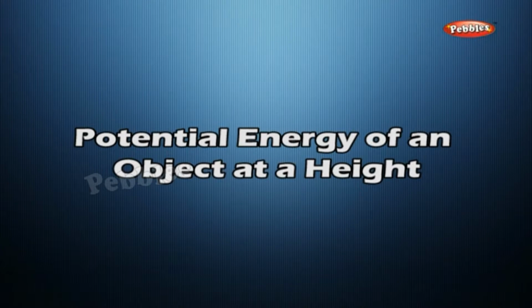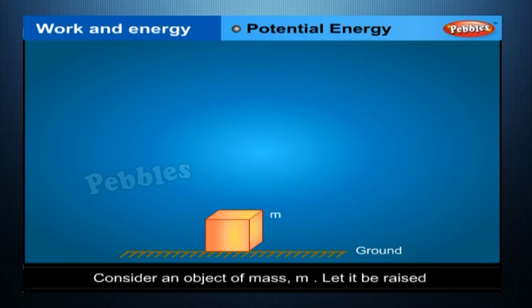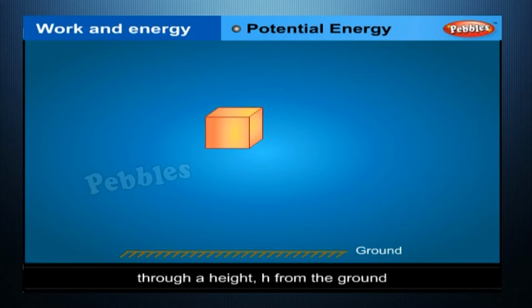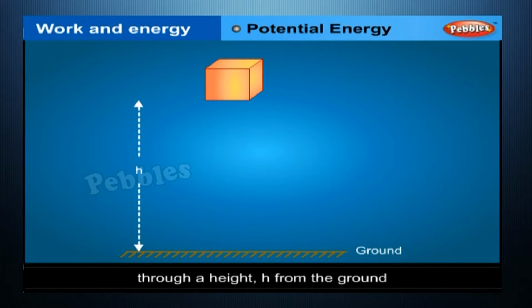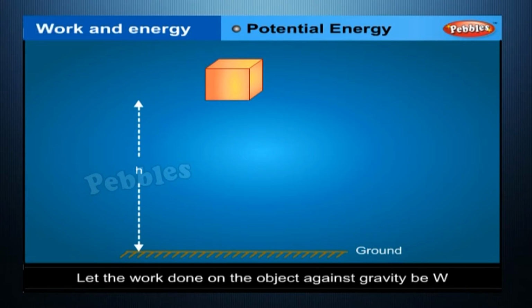Potential energy of an object at a height. Consider an object of mass m. Let it be raised through a height h from the ground. A force is required to do this. The minimum force required to raise the object is equal to the weight of the object, mg. The object gains energy equal to the work done on it. Let the work done on the object against gravity be W.